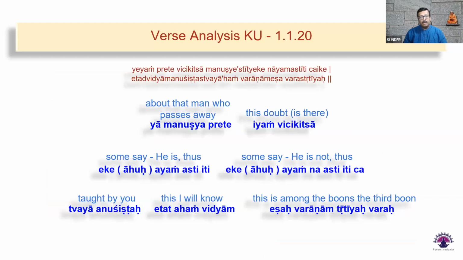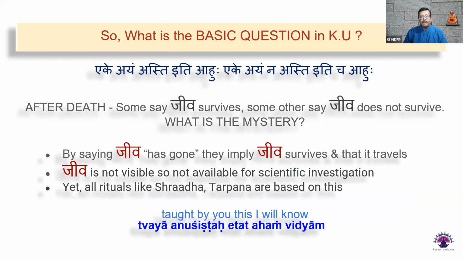In this next slide, let us look at the analysis of this verse. After doing Padacheda and Anvaya: Ya Manushya Prete, about the man who dies or passes away, Yam Vichikitsa, this doubt is there. What is the doubt? Eke ahuhu ayam asti iti, some say he is thus. Eke ahuhu ayam na asti iti cha, some others say he is not thus. Tvaya anushishtaha, taught by you, etad aham vidyam, this I will know today. Eshaha varanam tritiya vara, among the boons that you wish to give, this is the third boon that I am asking. In this next slide, let us see what is the basic question here.